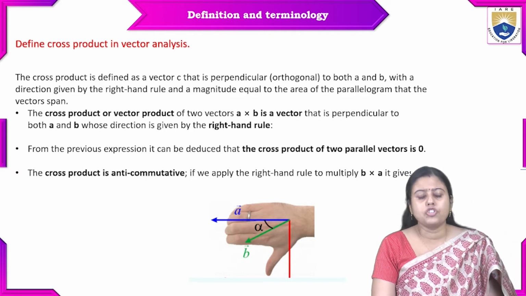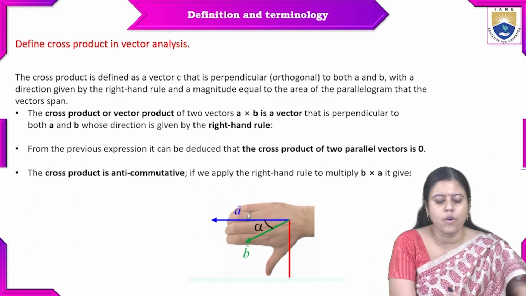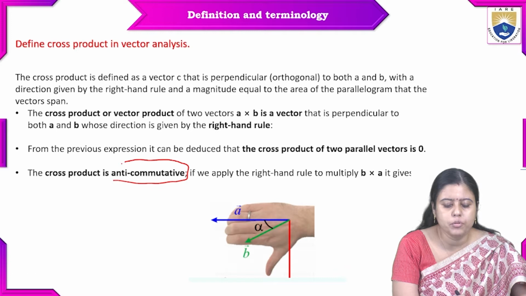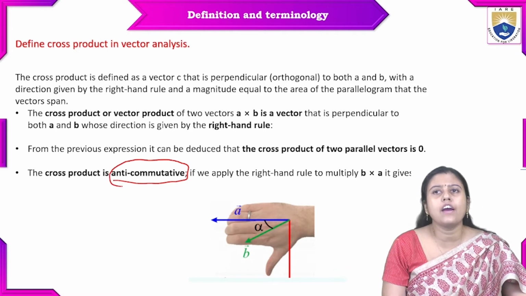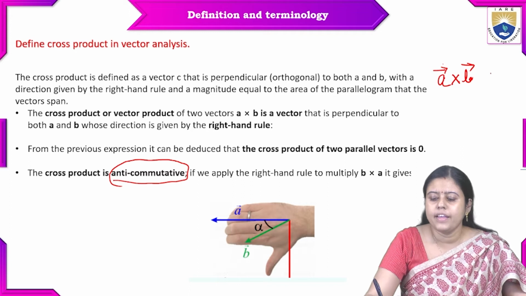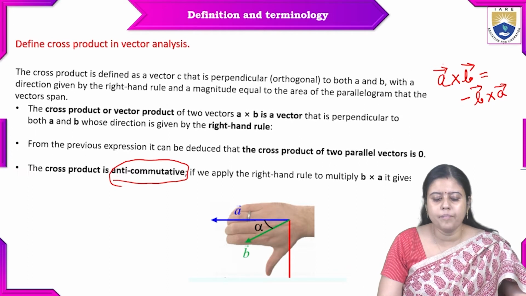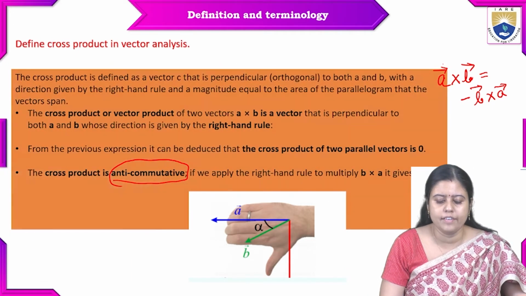And cross product is anti-commutative. You can see the word anti-commutative. What is the meaning? A cross B is not equal to B cross A. A cross B is equal to minus of B cross A. So this is the important point here.